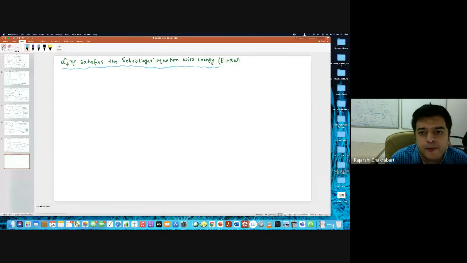You understand the statement, no? It basically means that if A plus operates on psi, it will take this wave function to another wave function for which the eigenvalue is E plus H cross omega. If A plus operates on psi, it will give you a new psi. That psi new will have eigenvalue E plus H cross omega with the Hamiltonian H. Okay?